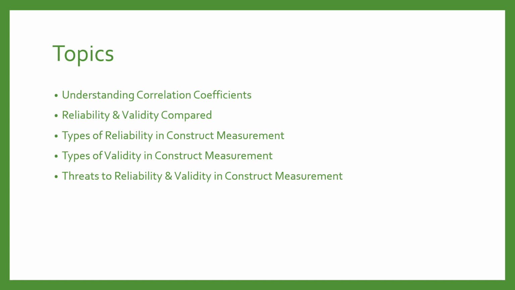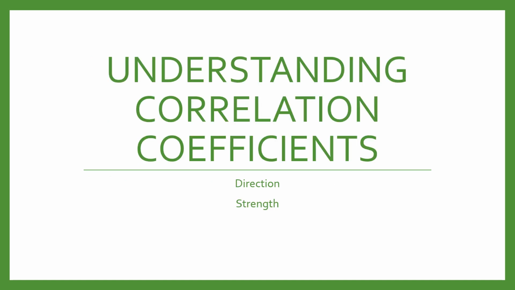Then comparing the difference between what reliability and validity are more generally, and then looking at specific types of reliability and validity in construct measurement, and then finally some of the threats to those measures of reliability and validity in construct measurement, and how to avoid those threats as well. So let's kick off by taking a look at strength and direction of correlation coefficients so that you'll be better able to interpret measures of reliability and validity.